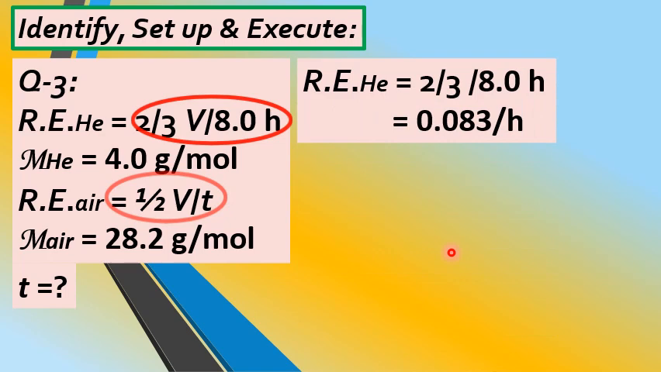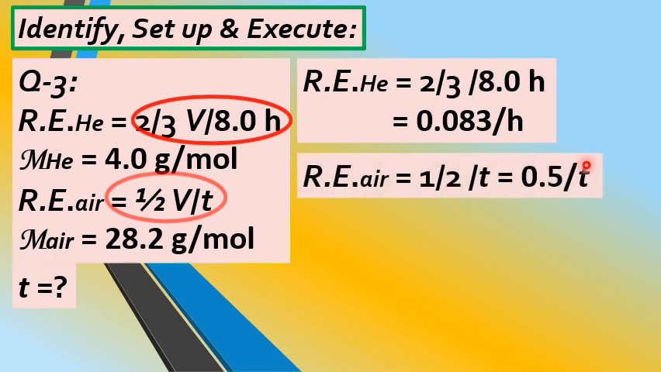So, we can simplify the rate of effusion of helium gas. Since the initial volume, capital B, is the same for both gases, we can just cancel it. And the rate of effusion of helium gas, therefore, is just equal to 0.083 per hour. And similarly, the rate of effusion of air is also simplified as 0.5 per the unknown time small letter t.